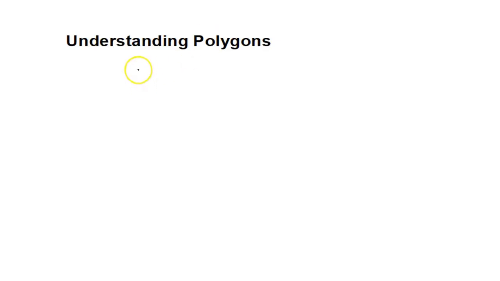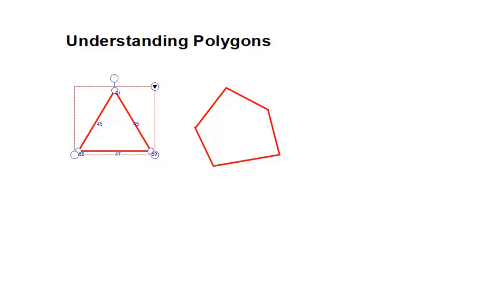Hello, so we are going to discuss polygons. Basically, if a geometrical figure is made up of straight lines and it forms a closed chain, then it is called a polygon, no matter how many sides it has. Definitely, if we make a polygon with 3 sides, this will become a triangle.